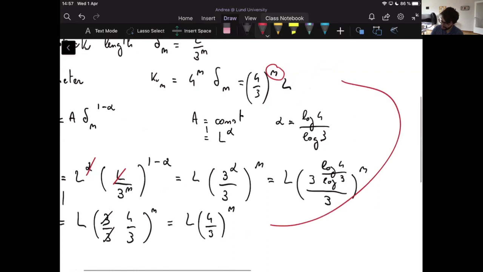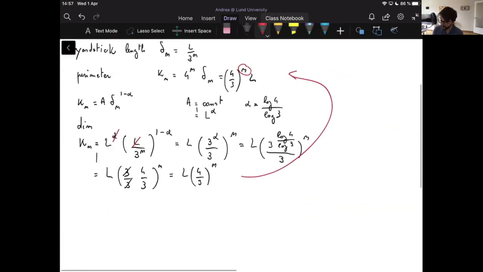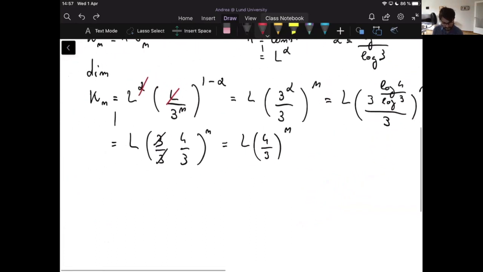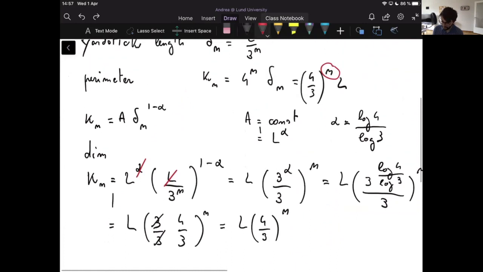Okay. So in this way, I demonstrated what I wanted to demonstrate. So my Koch curve with a given iteration can be written in function of this power law. And as I promised, this is really, really crucial in physics.